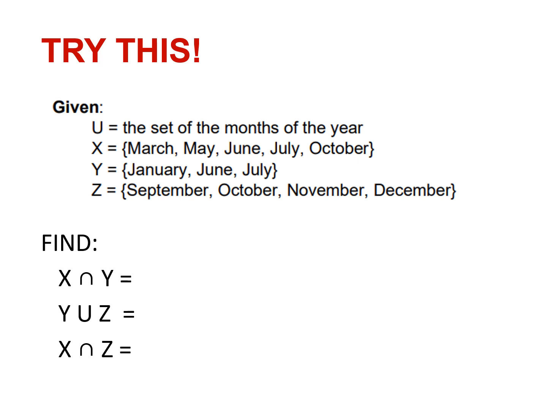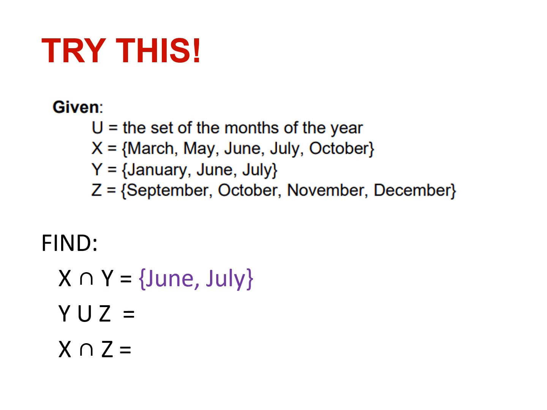Alright, so here's the answer. X intersection Y: if you notice, we have here June and July. June can be found in both set X and Y. July can be found in both set X and Y. But March cannot be found in set Y, and January cannot be found in set X. So we have only June and July. That's the intersection.